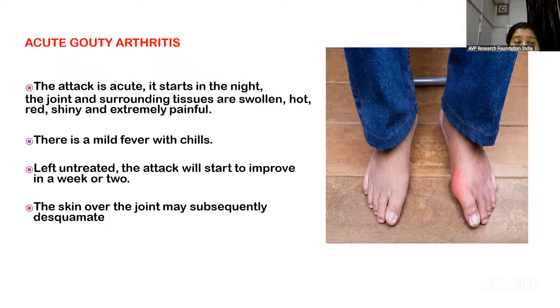Now, what are the symptoms of this particular acute gouty arthritis? The typical symptom is that the pain usually starts in the night. And the joint, as you can see from the picture, will be swollen, hot, red, shiny, and extremely painful. Associated with that, we will also have mild fever with chills. And if you leave it like that, it will improve in a week or two.